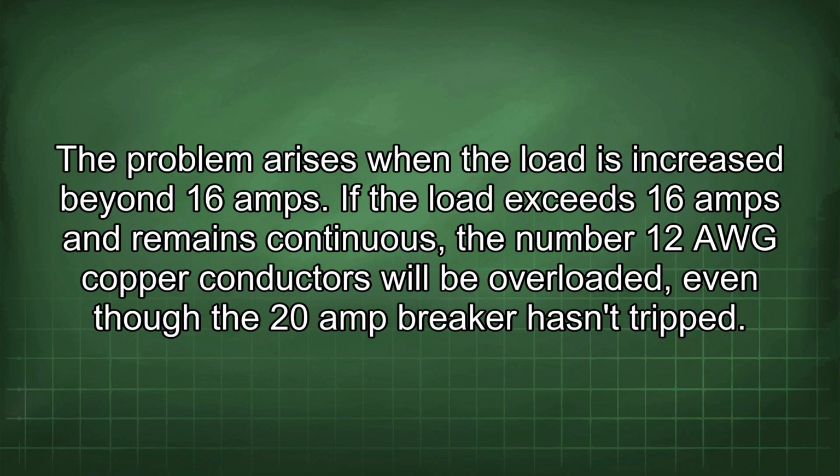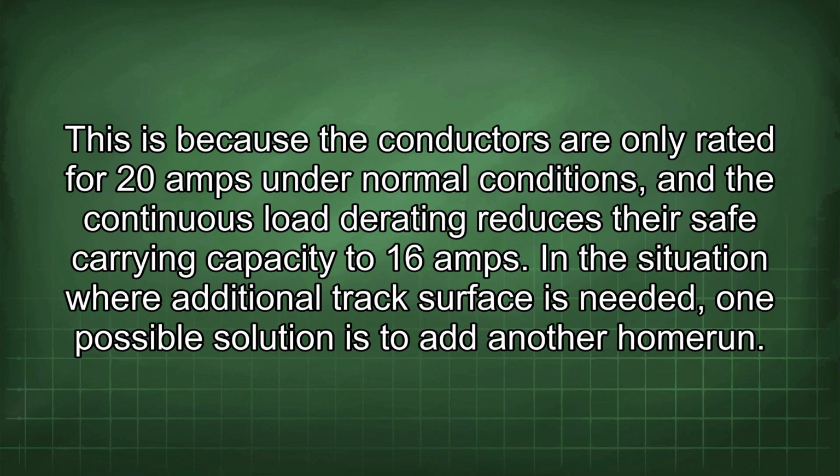The problem arises when the load is increased beyond 16 amps. If the load exceeds 16 amps and remains continuous, the number 12 AWG copper conductors will be overloaded, even though the 20 amp breaker hasn't tripped. This is because the conductors are only rated for 20 amps under normal conditions, and the continuous load derating reduces the safe carrying capacity to 16 amps.